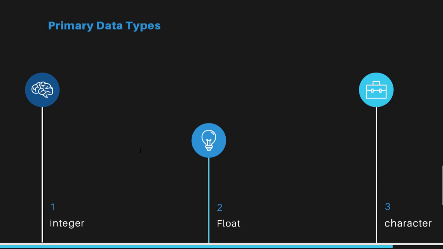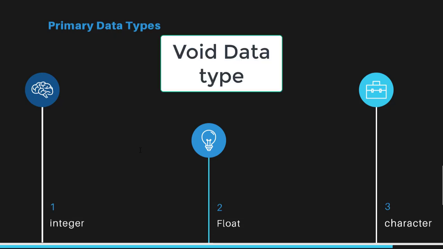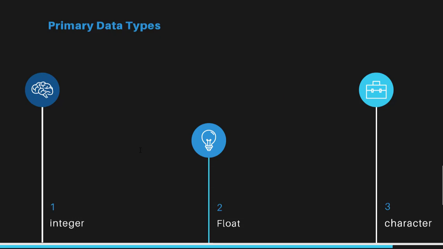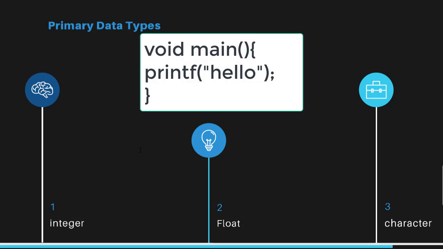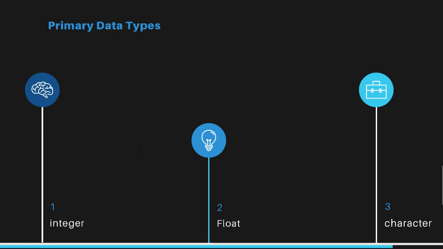Actually, there's one which is called a void, but we wouldn't say much about this in this video because it's usually used in creating functions and also works with pointers. So I wouldn't touch much on that in this video, but you should know that there's also a data type called void and also part of the primary data types.